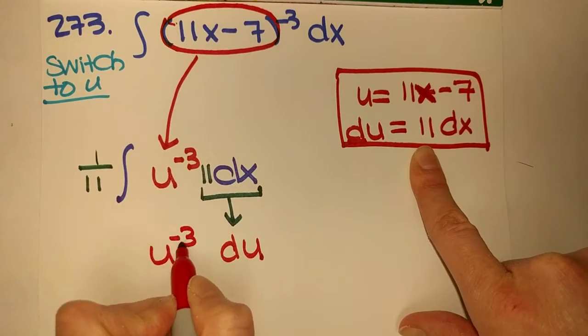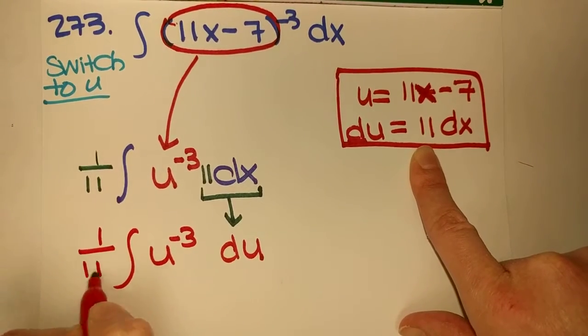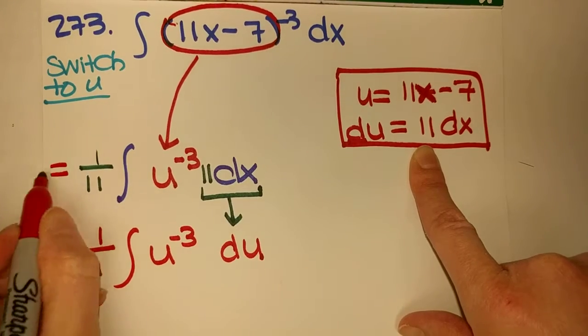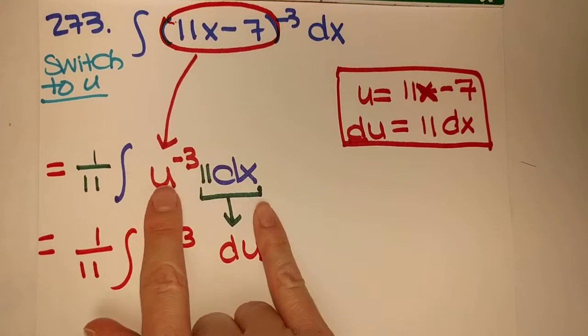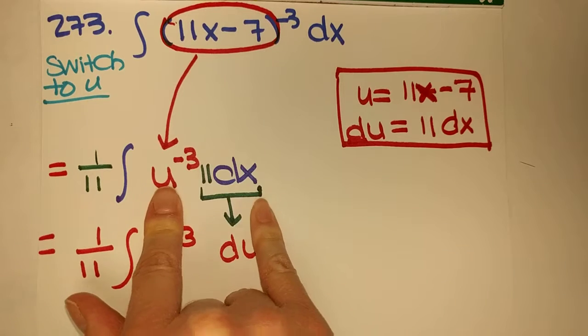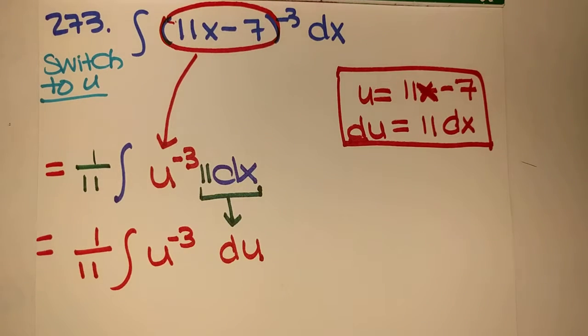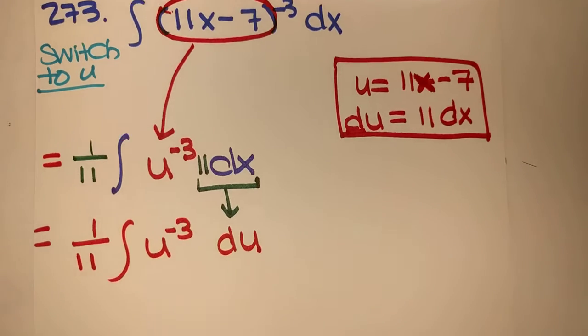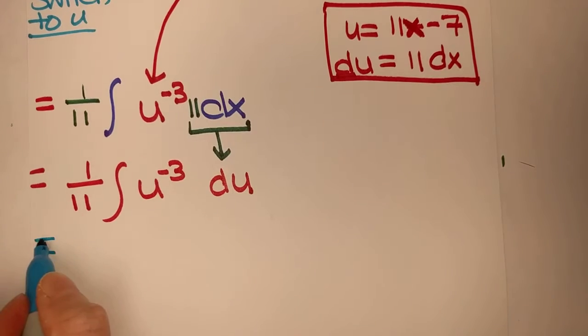We have the integral of 1 over 11 times u to the negative third. And I really want to point out, nobody in their right mind is going to write this down in a formal setting, the u and the dx mixed together. That is just an intermediate step to get us so that everything is in terms of u. All right, so now that everything is in terms of u, we are going to integrate.